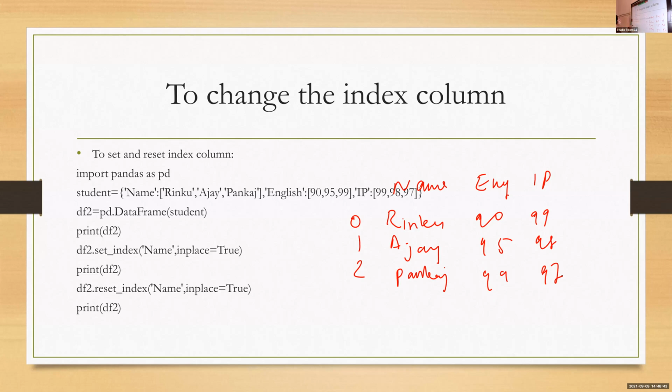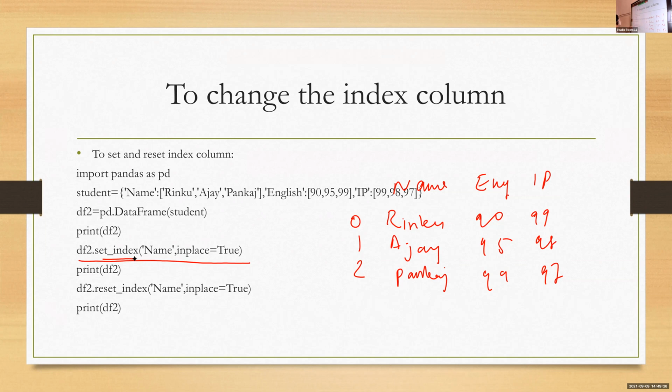For that purpose, we are using df2.set_index. Set index is a function used to set a column as the index value. So I want to set the name column as the index value. If I want to set the English column as the index value, instead of name, write English. So write df2.set_index. It is a built-in function, set_index, used to set a particular column as the index value. Index value means row value, row name.